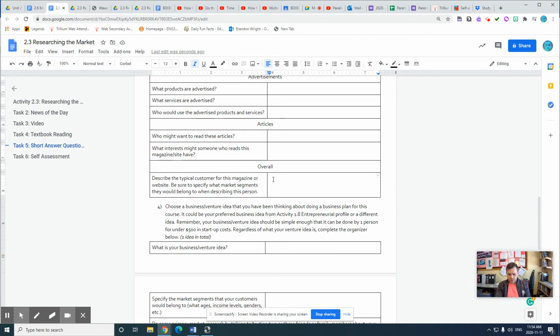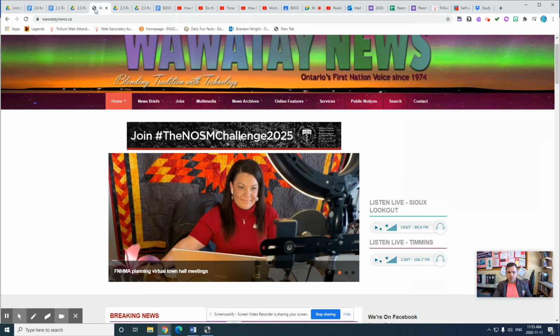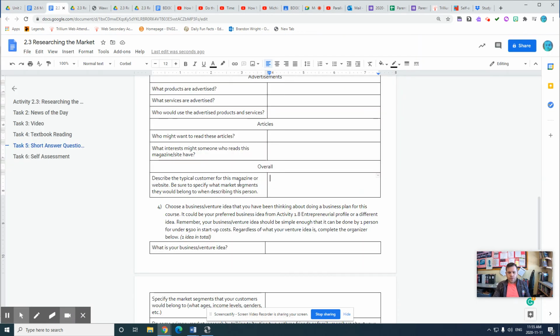For example, what races would want to log on to Wawate News? Probably First Nations people. What are their ages? I'm going to say 18 and above. Location would definitely be northwestern Ontario, like the Sioux Lookout and Timmins, Thunder Bay region. Interests, people who are just interested in the news. Income levels, it could be people of all ages because Wawate News is a free publication. So regardless of what website you pick, just tell me who that is. Who is the typical customer?